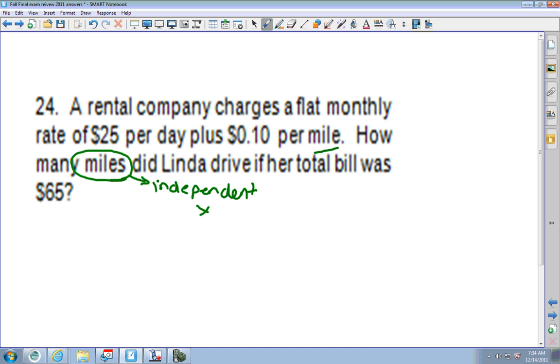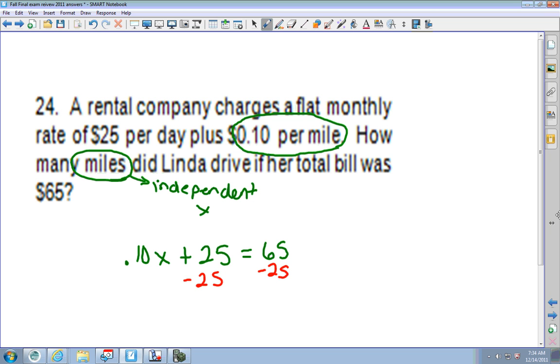So right here, this is talking about per mile. So I'm going to have 10 cents times x. Now it's a one-time fee of $25 for the day, and that equals 65. Now from here, if we want to find how many miles, we need to solve the equation. We would subtract 25 from each side. I would get 0.10x equals 40. We would divide by 0.10 and find out what x equals.